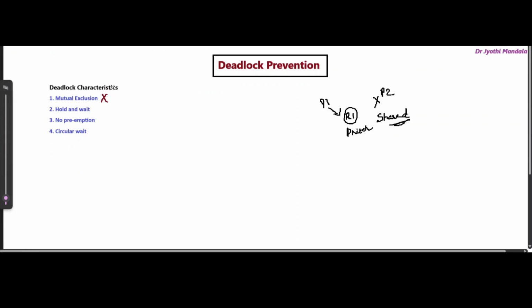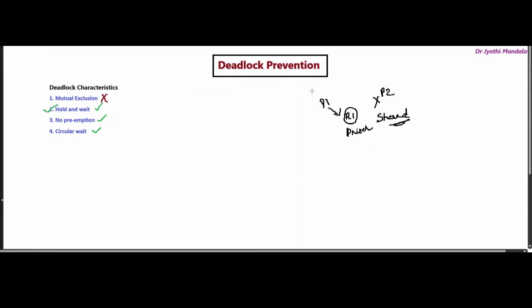Okay, so mutual exclusion is very much important to achieve process synchronization. Now our main concentration is how to avoid hold and wait, how to avoid no preemption, and how to avoid circular wait. So we will not be considering mutual exclusion as part of our deadlock prevention. Now let us see how hold and wait can help us.